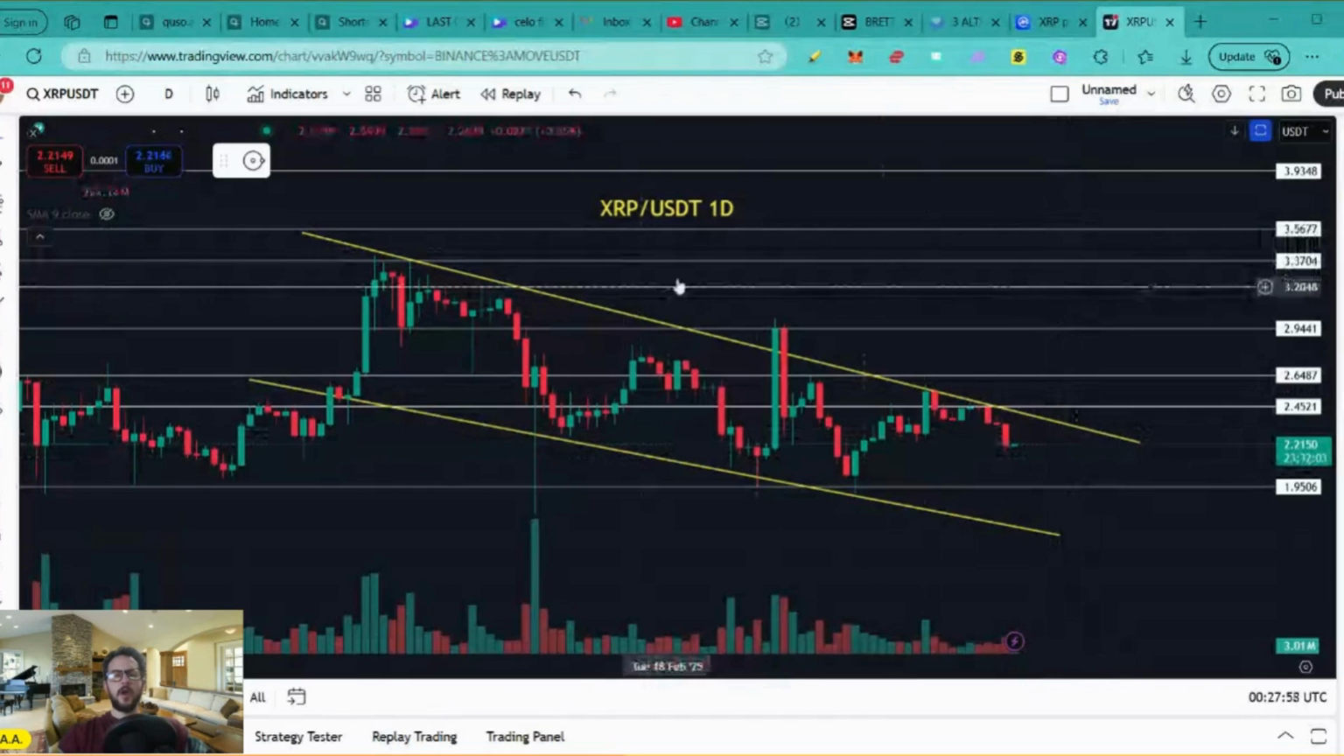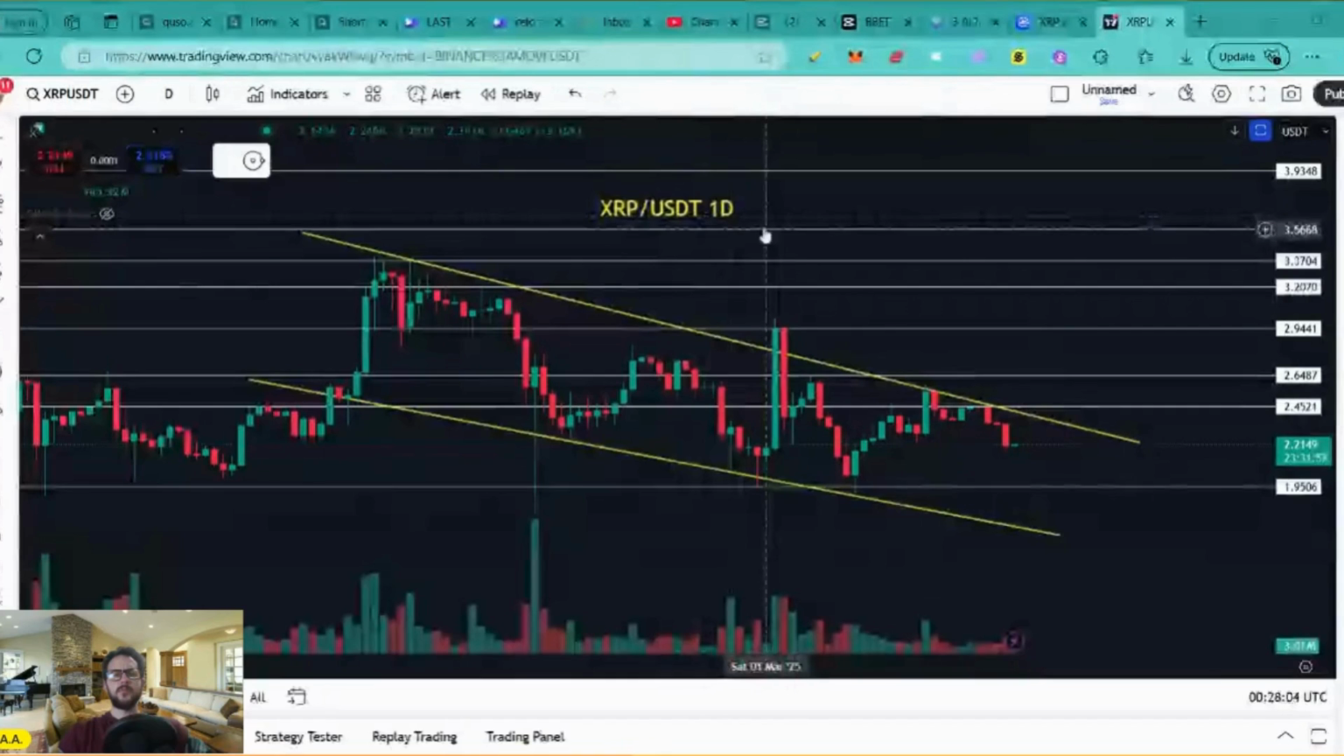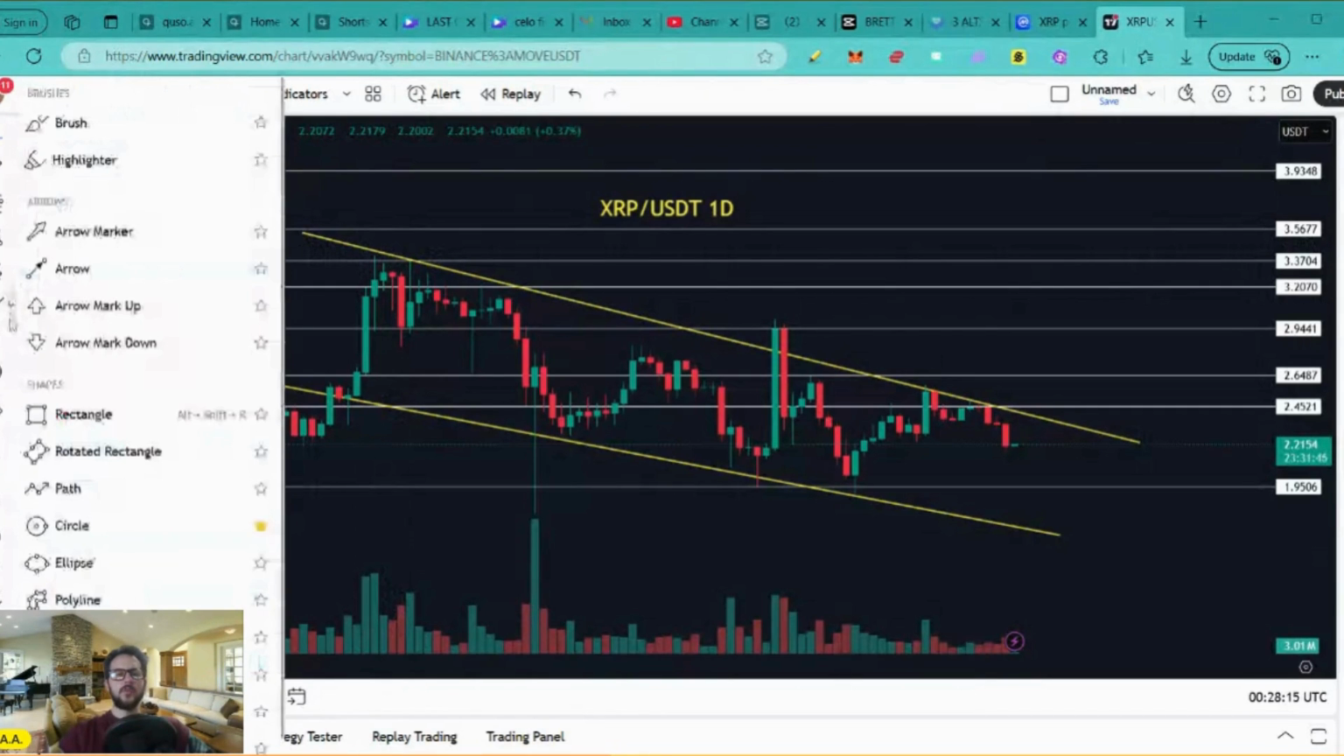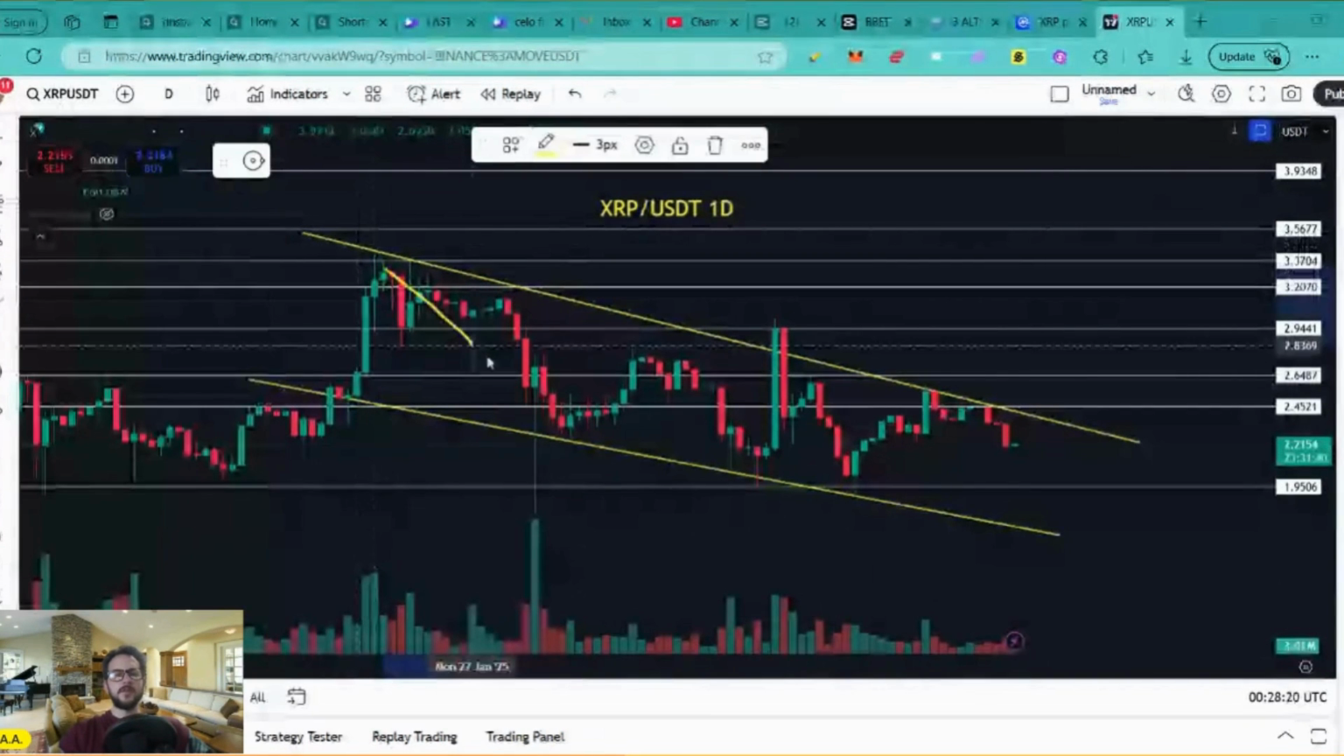Okay, so this is the chart. We are looking at XRP over USDT daily chart on Binance. As you see here, back in January of 2025, XRP pumped all the way up to $3.40. Then traders and investors took profits, and the price action pulled back, started downtrending, moving inside this pattern that I have here on the chart.